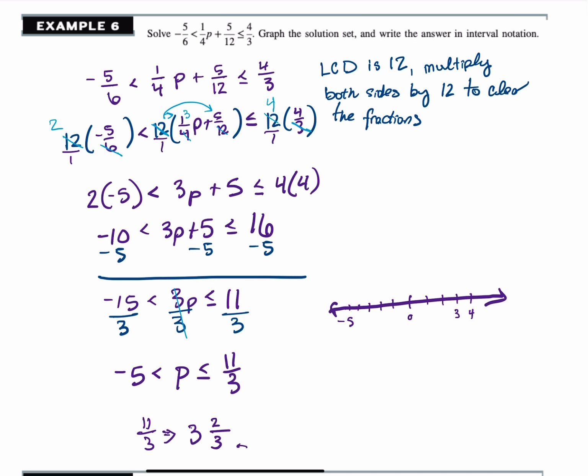When it's a three-way inequality, I like to read everything from the perspective of the variable. That's why I'm saying p is greater than negative 5, because I'm reading it this way, and p is less than or equal to 11 over 3, or p is in between those two numbers. So greater than negative 5, I have a bracket there, and less than or equal to 11 thirds, which is like 3 and 2 thirds, so maybe something like this. And we will include everything in between.